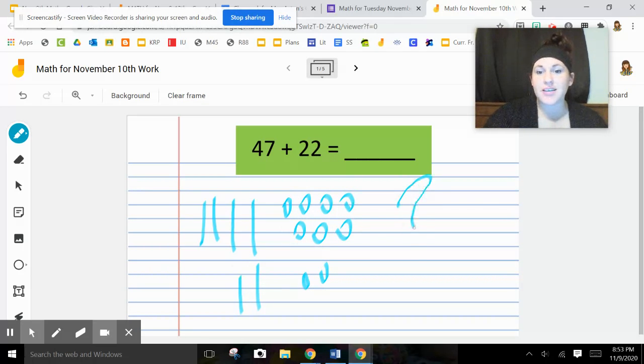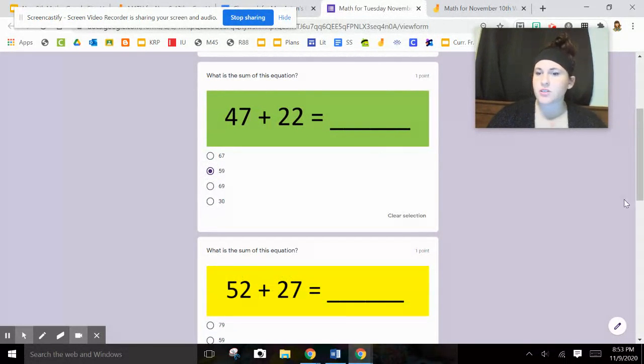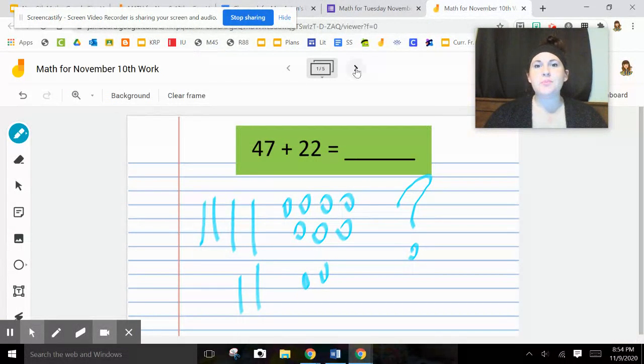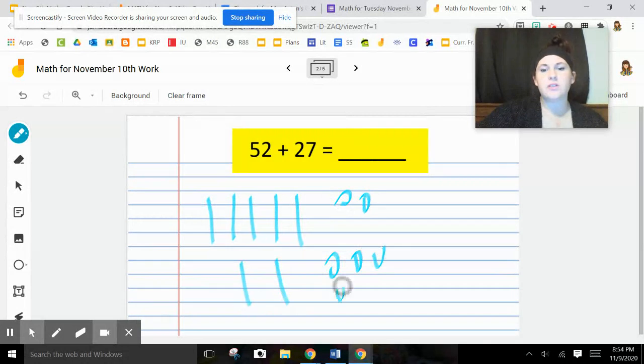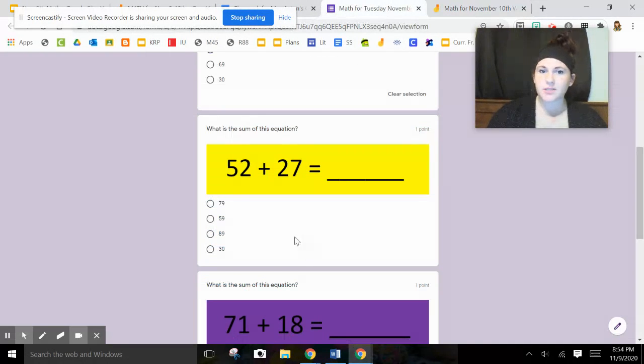I'm not going to tell you what it is, but once I find out what my answer is, I go back to the tab. Like, oh, this is my answer. Click whatever I think my answer is, and then move to the next one. 52 plus 27. Go back to the Jamboard. Go to the next page. 1, 2, 3, 4, 5, 52, 27. Do my work on that Jamboard. Find my answer. Go back to my classwork. Click my right answer. Then move on to the next one.